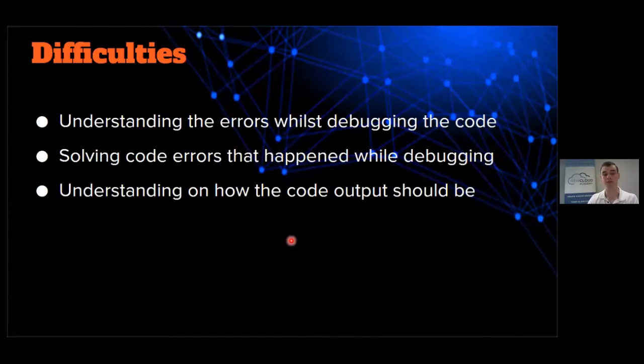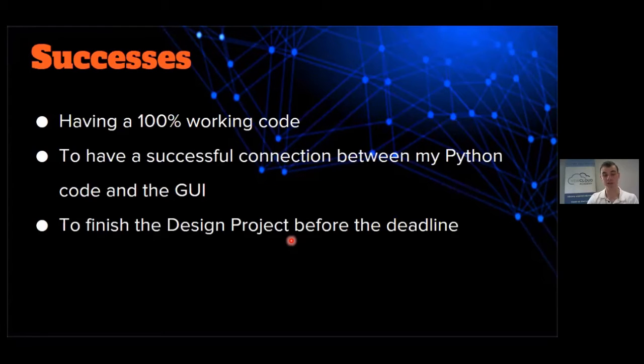My difficulties were understanding the errors whilst debugging the code, solving the code errors that happened while debugging, and also understanding how the code output should be for the final outcome. My successes were having 100% working code, having a successful connection between my Python code and the GUI, and lastly finishing the design project before the deadline.